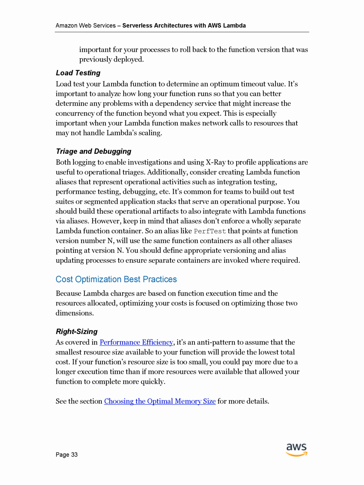However, keep in mind that aliases don't enforce a wholly separate Lambda function container. So an alias like perf_test that points at function version number n will use the same function containers as all other aliases pointing at version n. You should define appropriate versioning and alias updating processes to ensure separate containers are invoked where required.